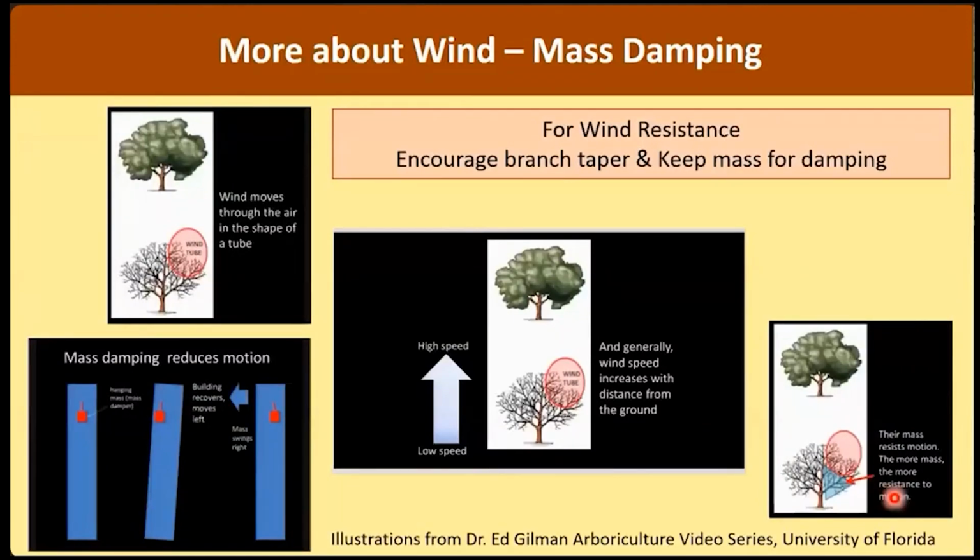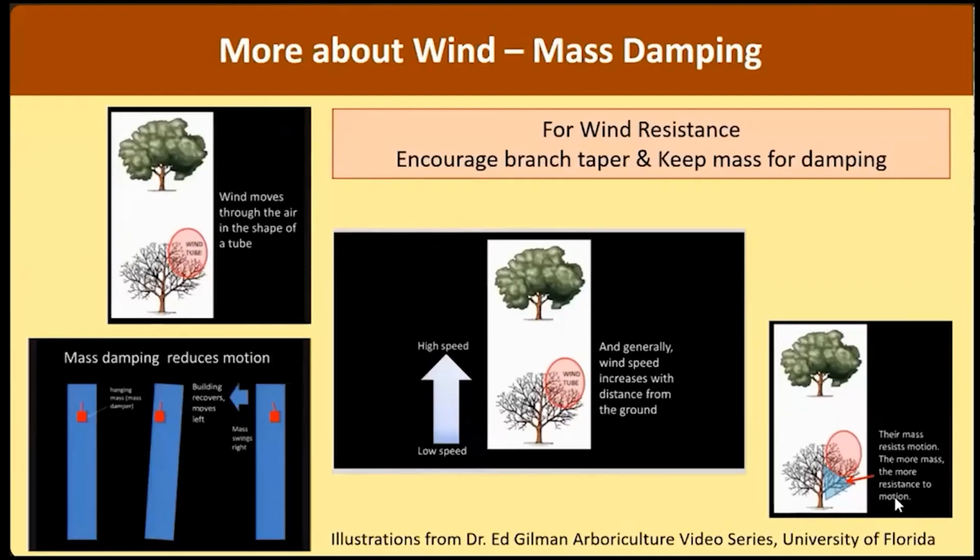In order for a tree to have great ability to withstand wind, taper is one issue, and the other one is mass for damping. And let me explain that. Okay, so let's begin with the lower left illustration. In it, they show a heavy red weight that is suspended in a blue skyscraper. And this weight acts as a counterbalance to improve its stability when the wind is blowing. So this is called mass damping.